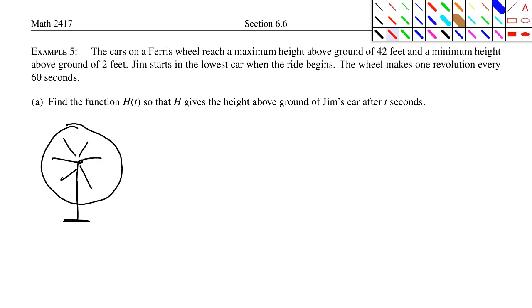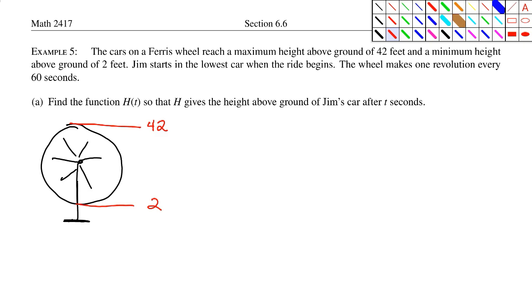So the height above ground is a maximum of 42 feet, and the minimum above ground is going to be 2 feet. Now, since the car is moving along a circle, you can think of this as sort of like a unit circle, and the position of the car is given by the angle that it makes relative to something, and so therefore the height of the car can be modeled sinusoidally.